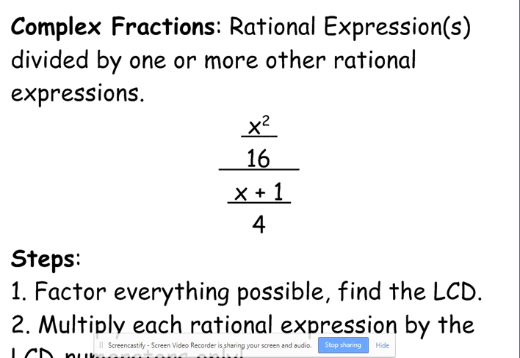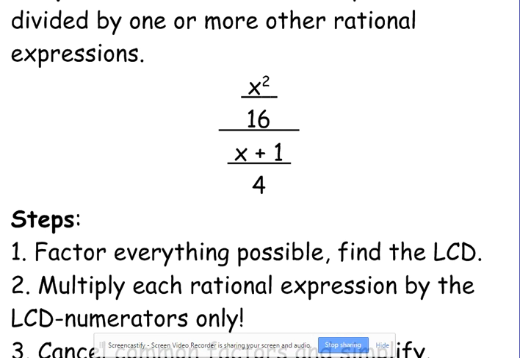So here is how we're going to tackle these. This is what I think is the easiest way to do it. So we're going to factor everything that we can possibly factor and find the LCD. We're going to multiply each expression by the LCD, only the numerators though. Okay? We're not trying to get a common denominator like we were with the adding and subtracting, where we were trying to get the same denominator. Here, we're trying to eliminate the little denominators, is what we're trying to do.